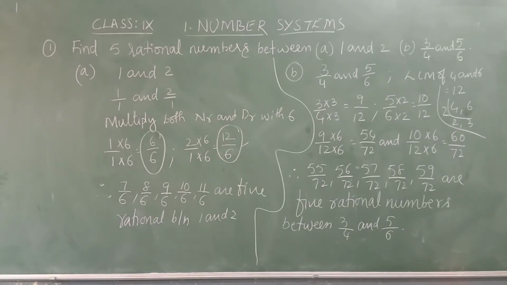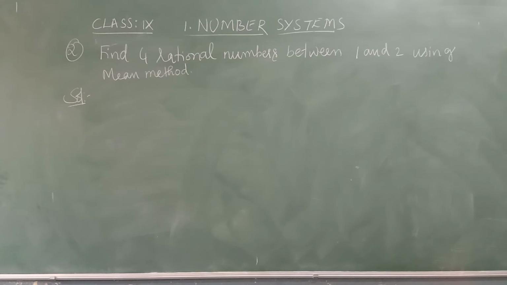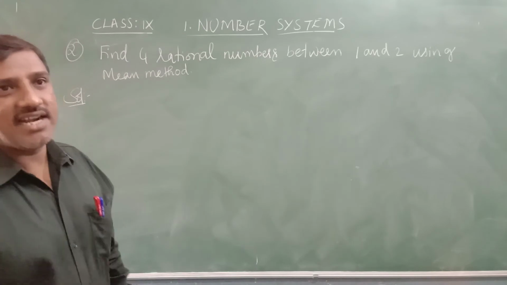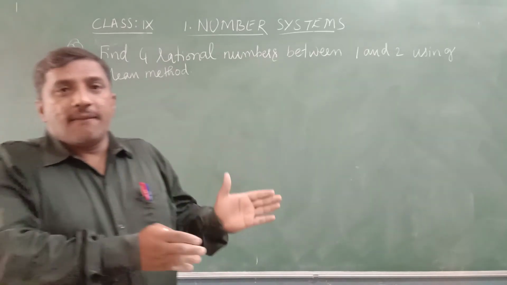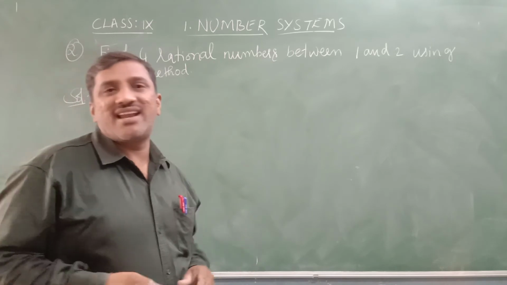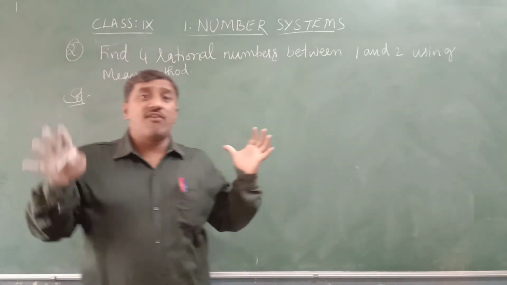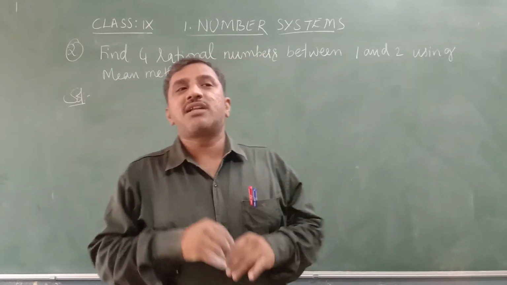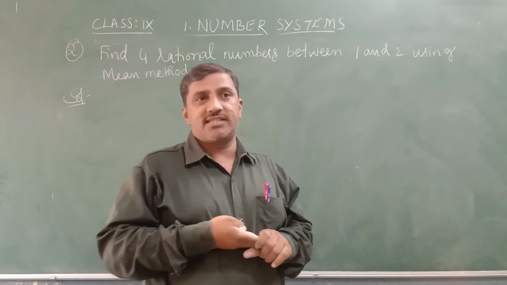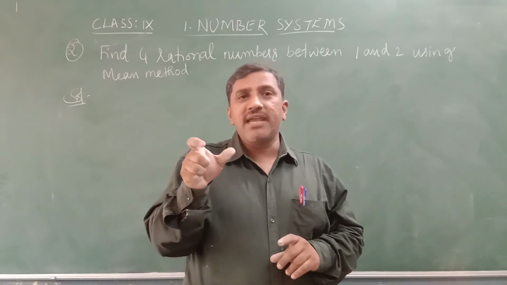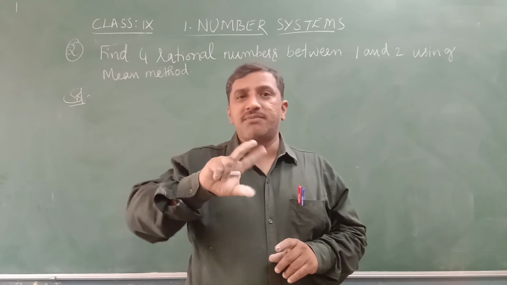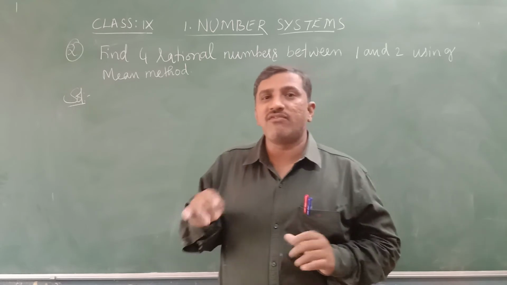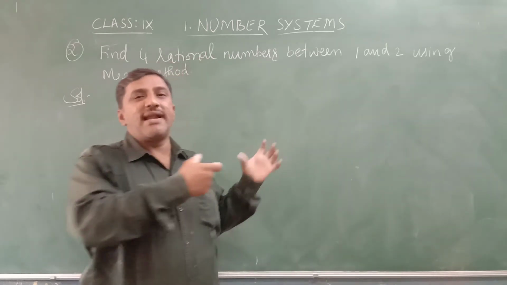Now we will discuss the mean method. What is mean? In class 7 we studied the data handling chapter: mean, median and mode, the measures of central tendency. Mean means the sum of all observations divided by the number of observations. So the mean of given observations lies between the minimum value and the maximum value, depending upon the data.